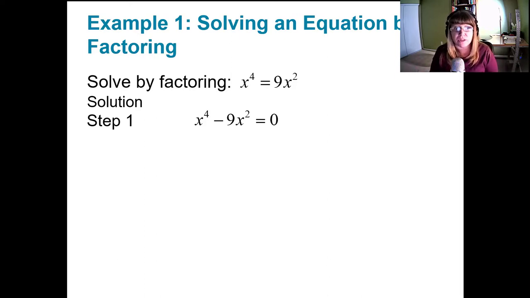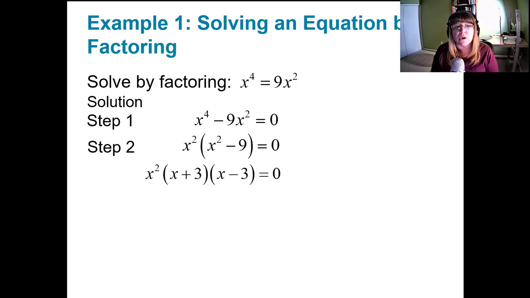x to the 4th minus 9x squared equals 0. Look to see if there's any GCF that you can pull out of these two terms. And indeed, we do. We have x squared. Once we pull out x squared, that's x squared times x squared minus 9.